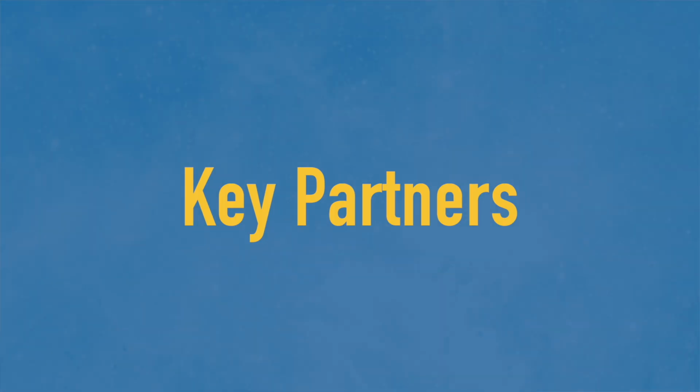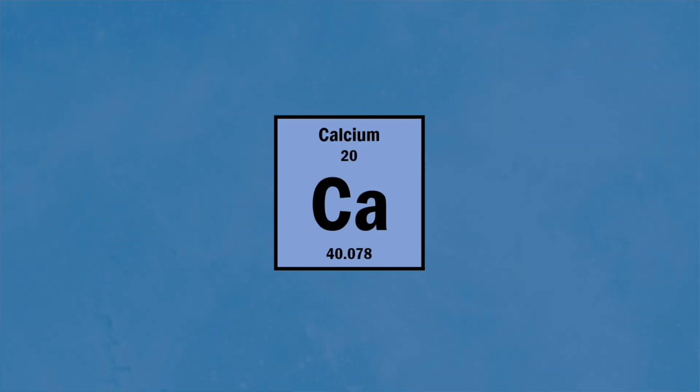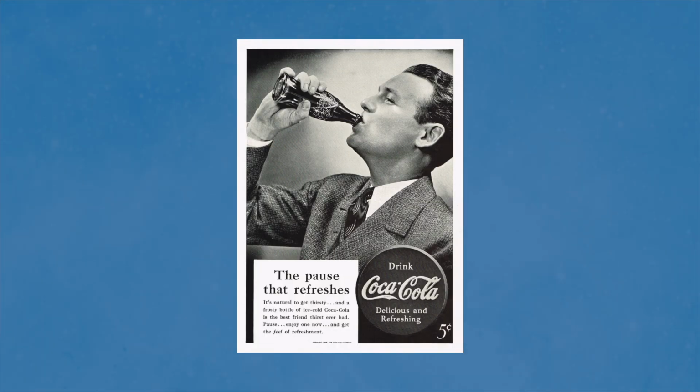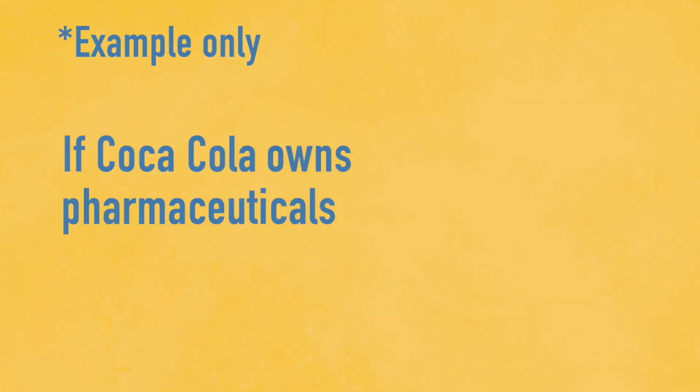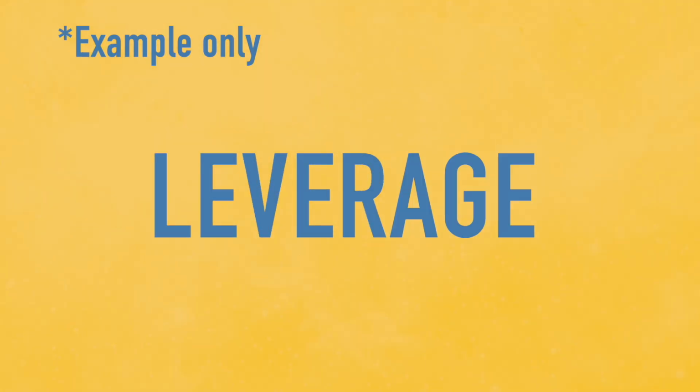Key partners. Good example of that is Coke and calcium. The reason is if you drink a lot of Coke, you deplete calcium in your body. If Coke owns pharmaceuticals that makes calcium, then they are leveraging against their demise.